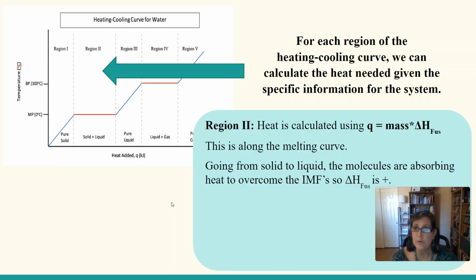For region 2, heat is calculated using Q equals mass times the delta heat of fusion. So this works when we are in region 2 melting, along the melting flat line where we have solid and liquid mixtures. So again, going from solid to liquid, we are absorbing heat to overcome the intermolecular forces. So the delta H of fusion is a positive number.